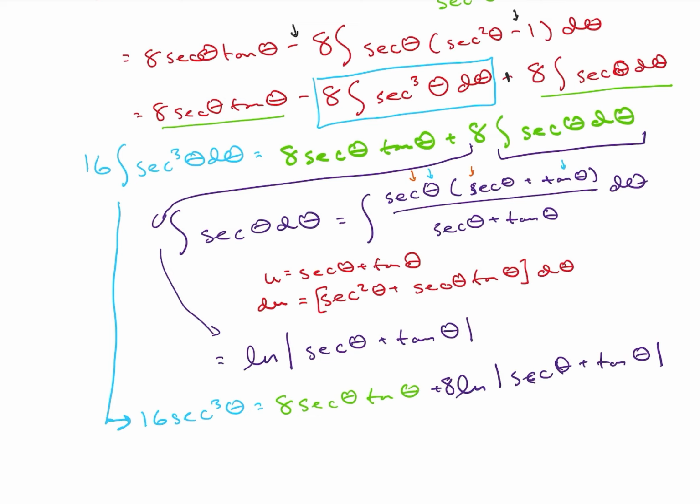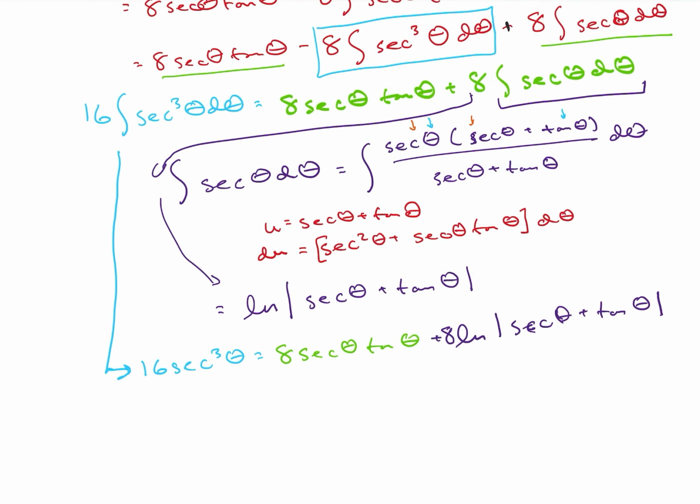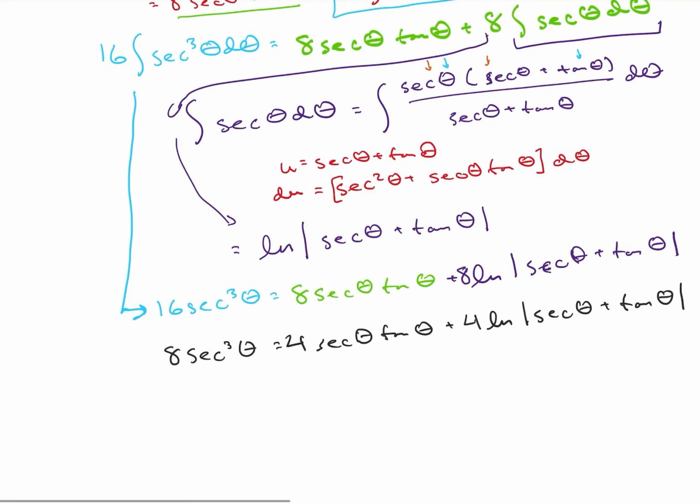So now if I divide out that 16, or if I divide out the 2, because what we were originally solving was 8, my original problem I'm solving is 8 secant cubed of theta is equal to 4 secant theta tangent theta plus 4 natural log of secant theta plus tangent theta. And now we're looking pretty darn good.